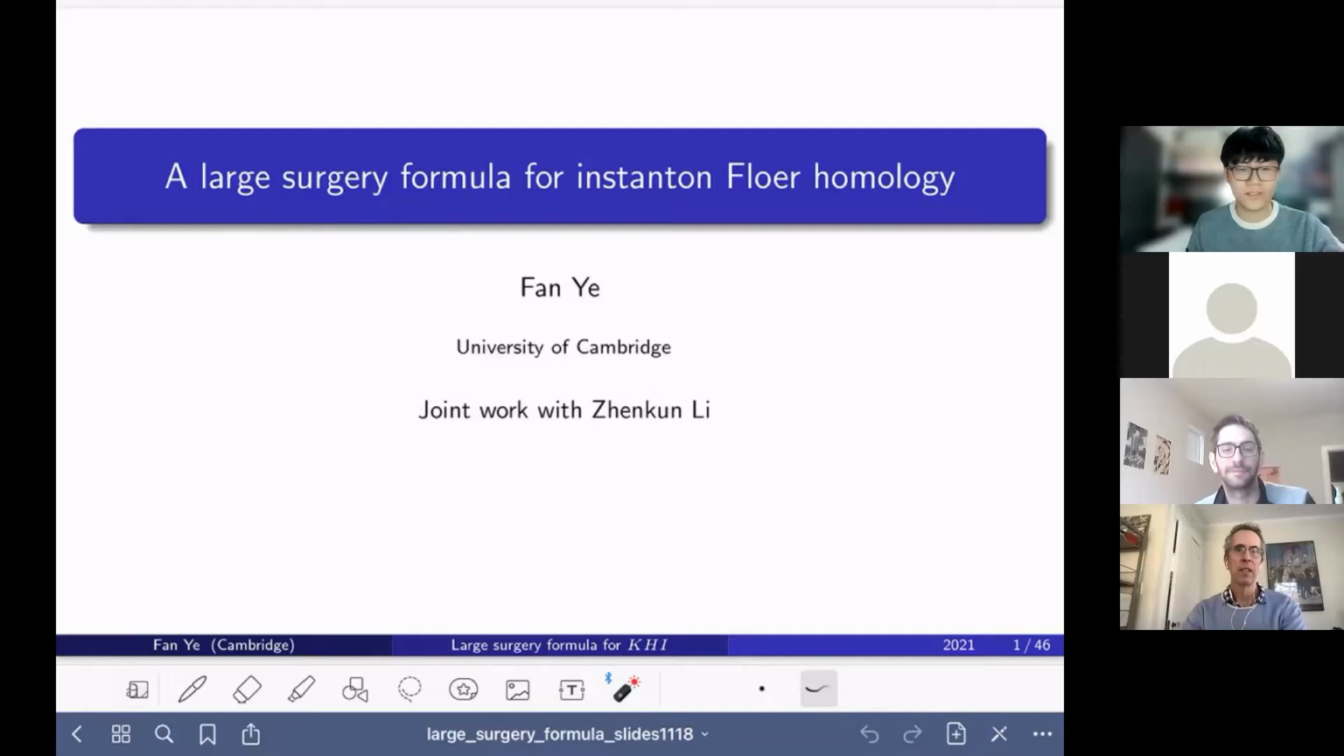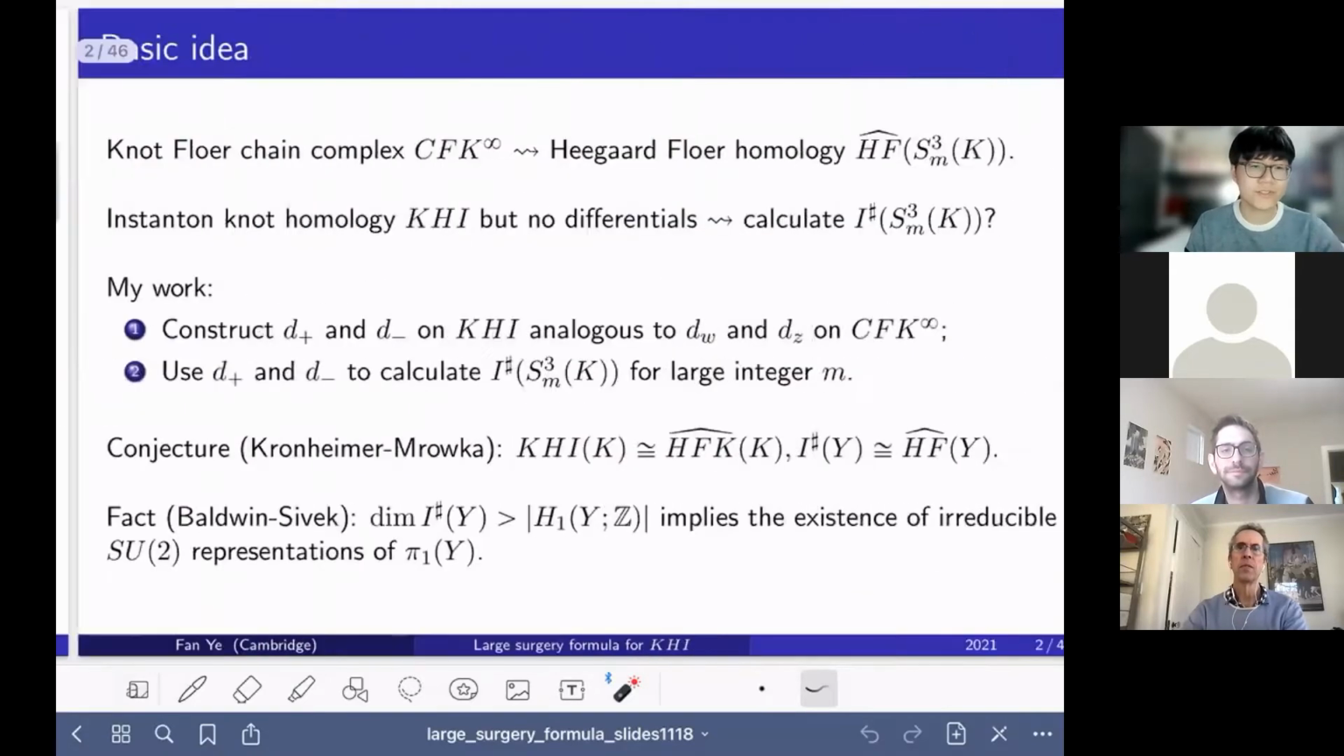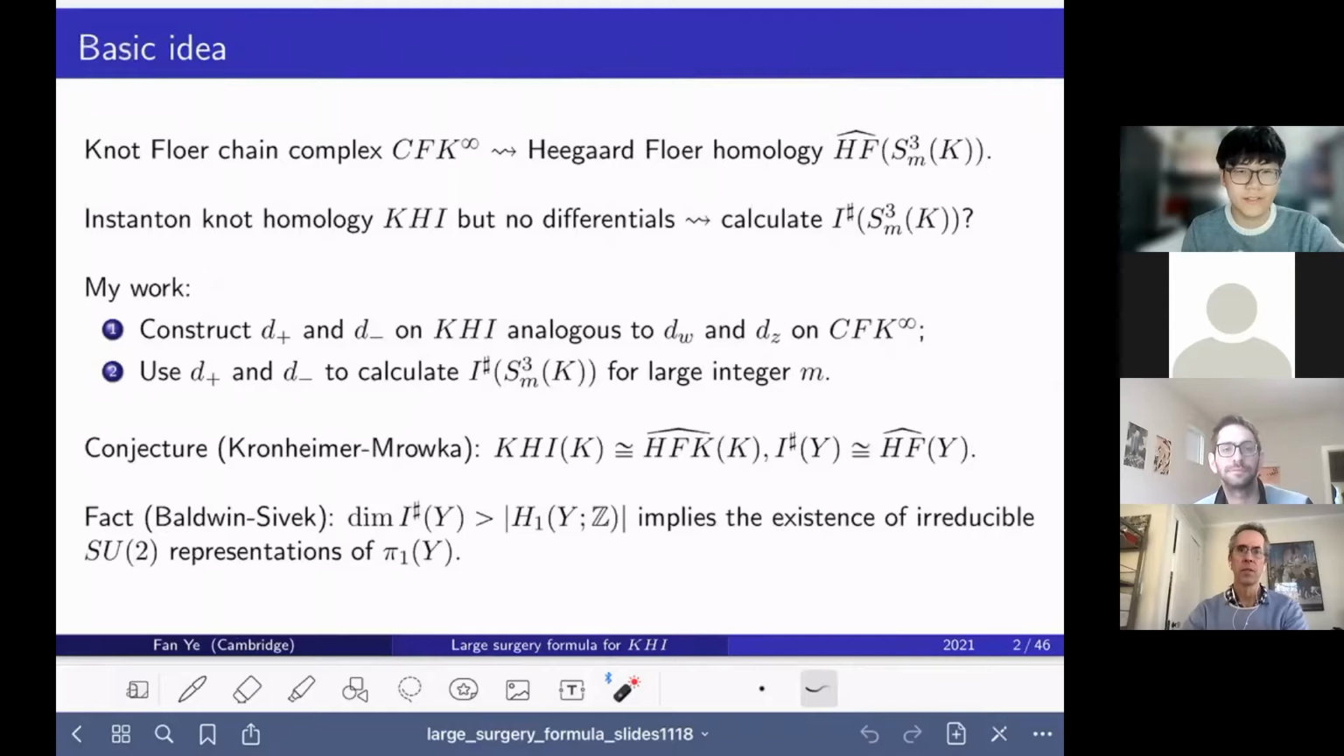Okay. Yeah, so welcome to this talk. Today I will talk about a large surgery formula for instanton Floer homology. This is joint work with Zhengkun Li. So first, let me sketch the idea of this talk.